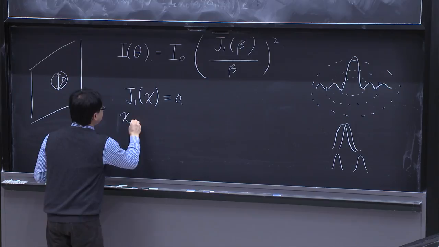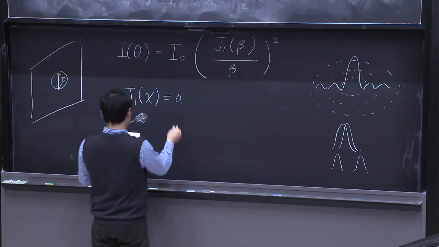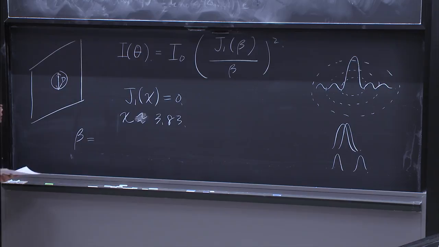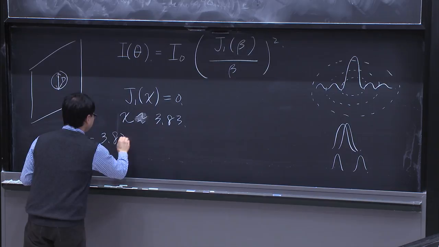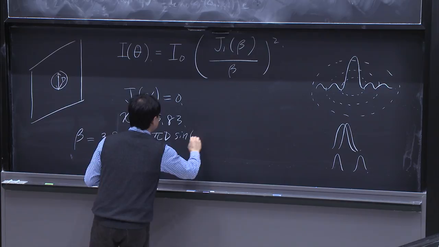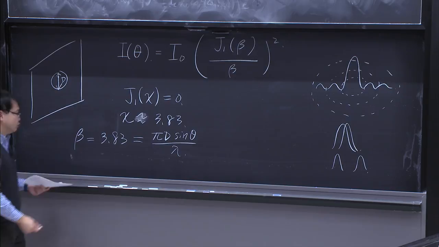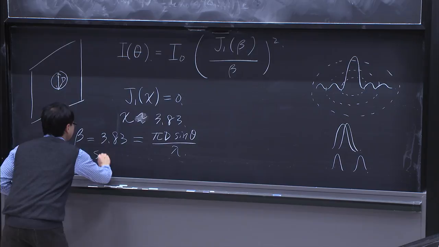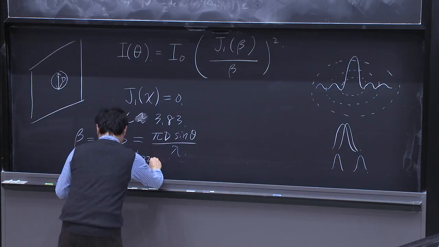That is when x is roughly, the numerical value is roughly 3.83, all right? Those numbers are not important. The important result is really the conclusion. So beta is equal to 3.83, and that is equal to pi d sine theta divided by lambda, right? That is our original definition. And I can solve for sine theta, which tells you the position of the minima, right? So sine theta will be equal to 1.22 lambda divided by d.